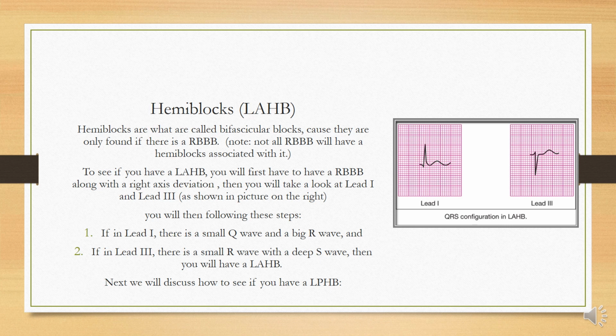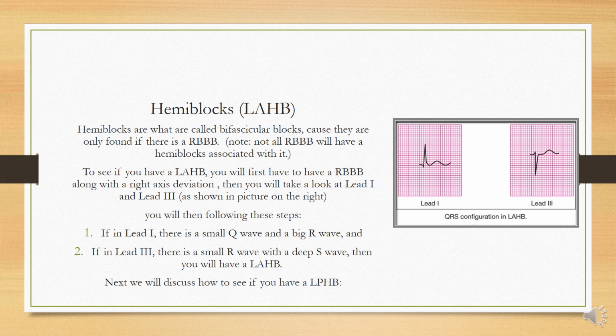And if we are looking at V6, we're just looking to see what the opposites are, but mostly V1. With a hemi block, we're looking to see, first of all, determine if we have a right bundle branch block. Not all right bundle branch blocks are going to have a hemi block. Just remember that. But to determine if we have one, we first have to determine we have a right bundle branch block. If we have a right bundle branch block, we also have to determine the axis of that bundle branch block.